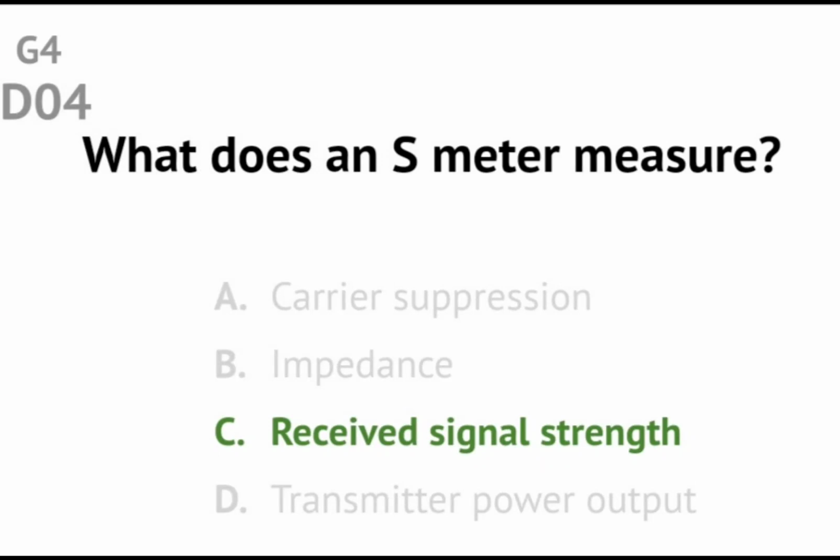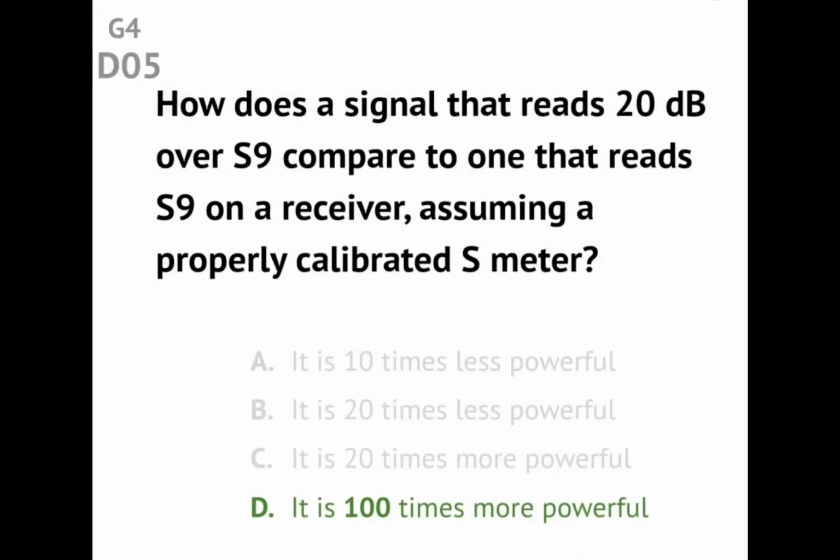Question G4D04. What does an S meter measure? Answer: received signal strength. Question G4D05. How does a signal that reads 20 decibels over S9 compare to one that reads S9 on a receiver, assuming a properly calibrated S meter? Answer: it is 100 times more powerful.